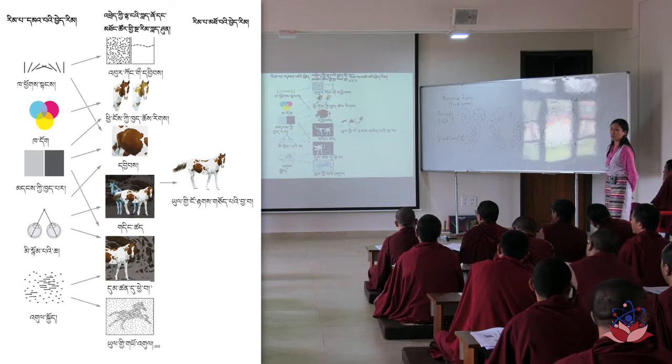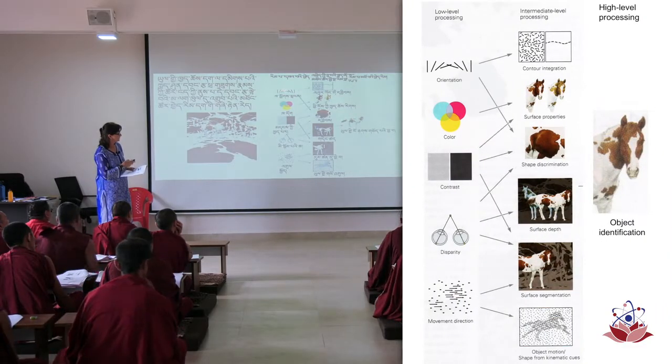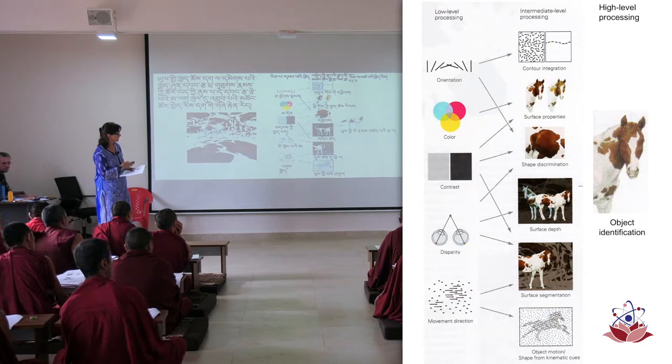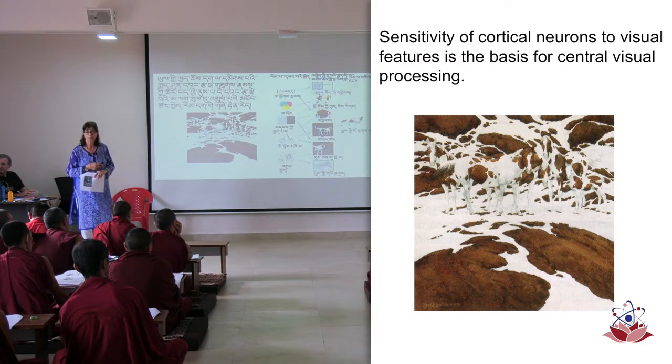So the theory is that that information about orientation and color and edges might be combined so that we could see that what we're looking at here in this field of snow is a horse, a white and a brown horse.